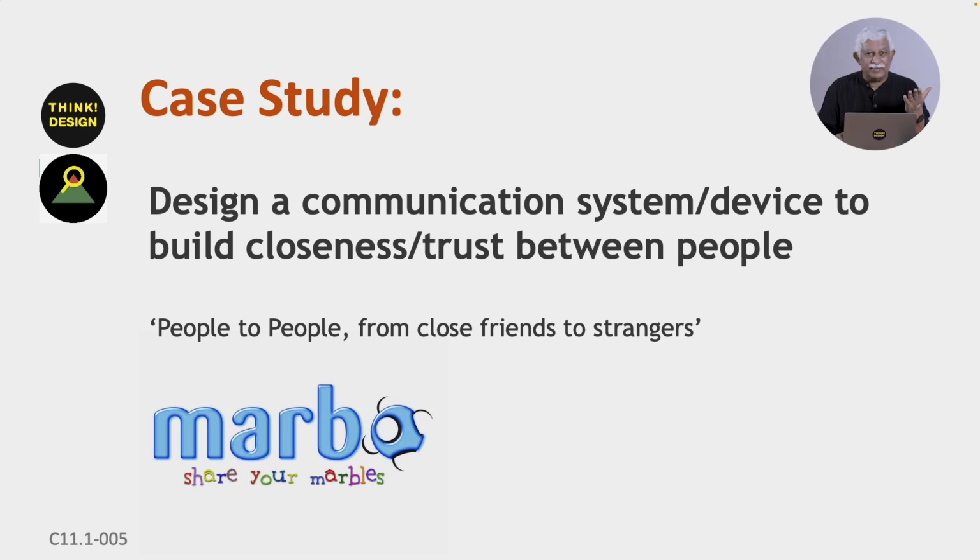This case study is a design of a communication system or a device to build closeness or trust between people. The byline is from people to people, from close friends to strangers. If you can actually make the connection, nothing like it. The project is called Marbo. Basically, it means share marbles with strangers.